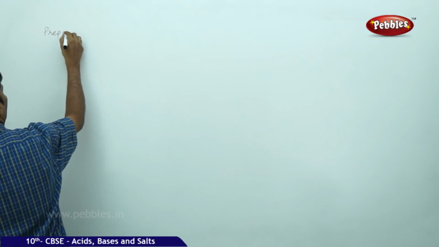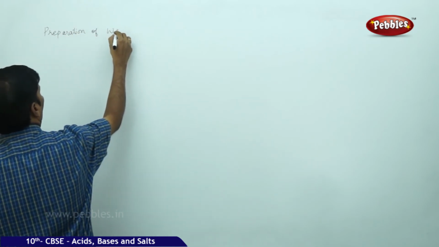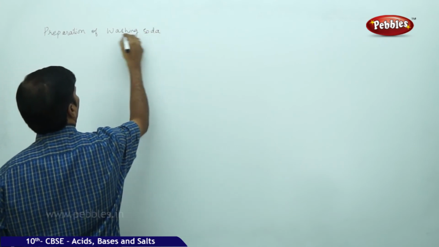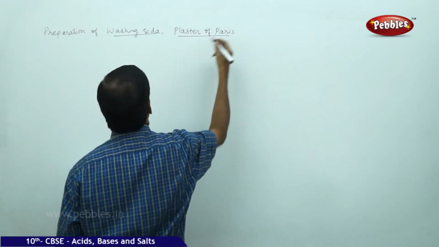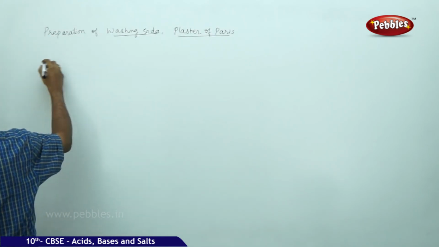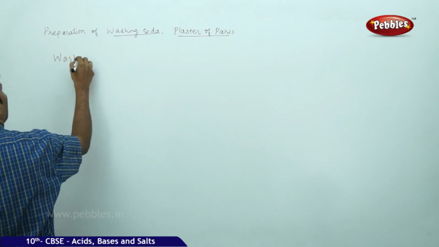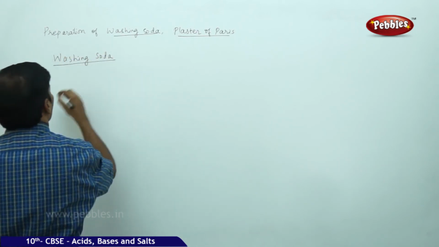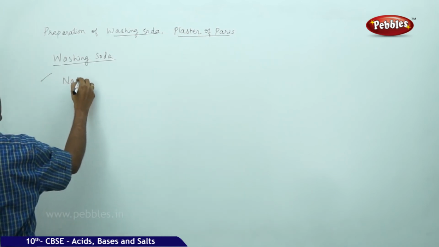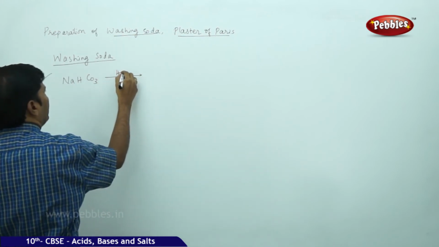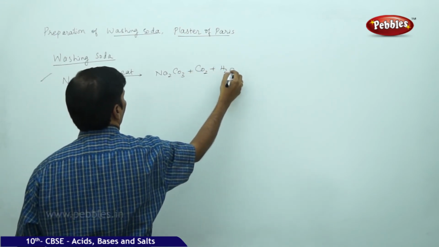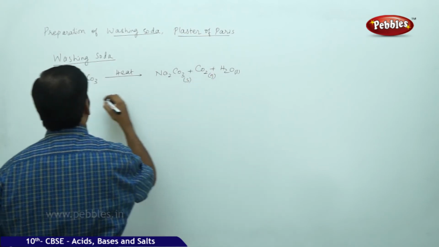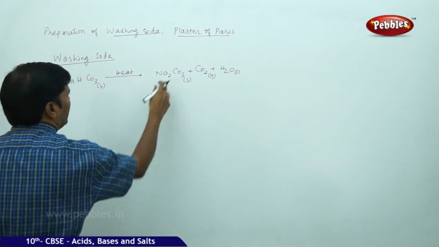So the next part of the preparation of salts is preparation of washing soda and plaster of Paris. Actually, if you take washing soda, that is preparation. If you take sodium bicarbonate, you heat sodium bicarbonate, you get sodium carbonate plus carbon dioxide plus water, liquid. This is gas and this is solid, and this is also solid, of course. Balance the equation.